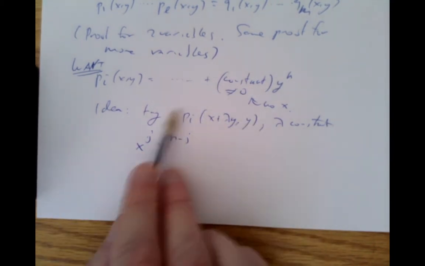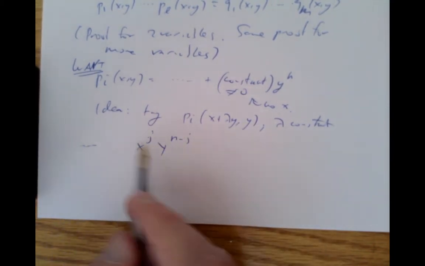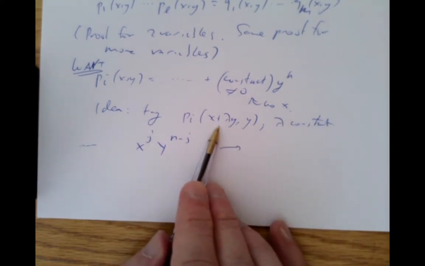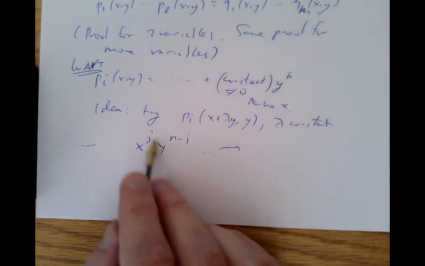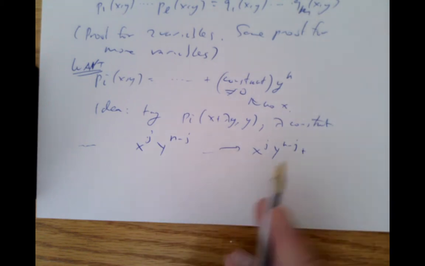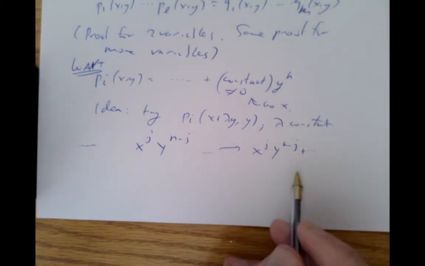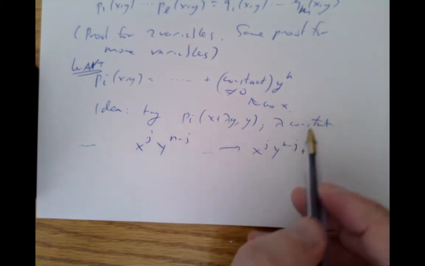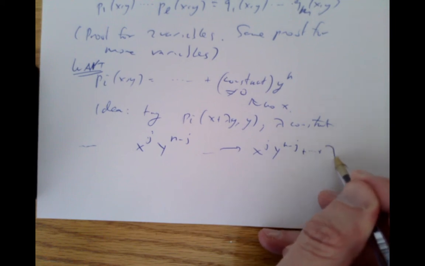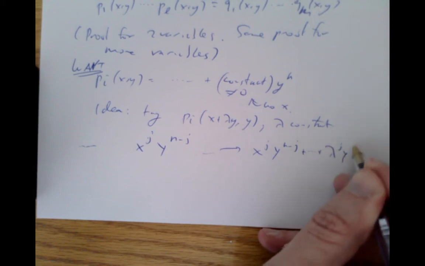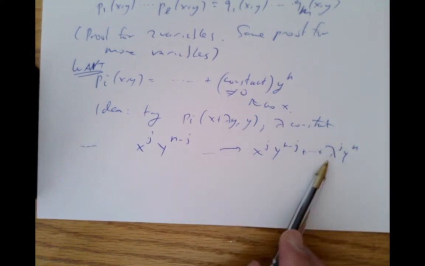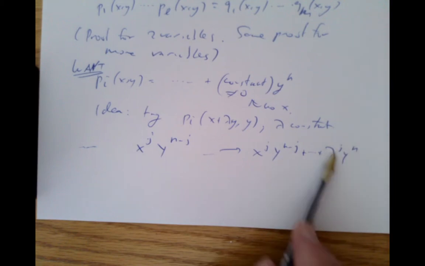So the polynomial here that I'm dealing with, this pi, is something, something, something, something. There's some constant here, something, something, something. What happens when I plug in x plus lambda y in for x? Well, I still get this. I still get x^j y^(n-j), plus I get various terms that emerge with various powers of lambda, various binomial coefficients expand out, but the very highest term is going to be plus lambda^j y^n. You can see that here. So that's going to contribute a term. And if I can make that lambda be non-zero, I get a non-zero y^n term.